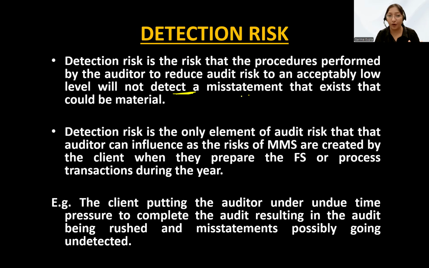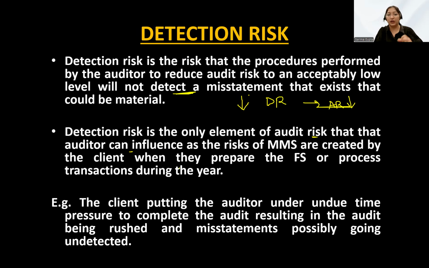That means this is something which is my fault. If I had applied much better procedures, much more procedures, I would have been able to detect the misstatement. That means the only component of the audit risk which I am able to control is the detection risk. By applying more procedures, by doing more thorough workings, by having a more experienced team, by allocating more time to the audit, I am able to reduce this detection risk. And of course, when the detection risk is reduced, it will lead to the overall audit risk being reduced as well. So remember that the only element of audit risk which the auditor can influence is the detection risk, because this is because of me.